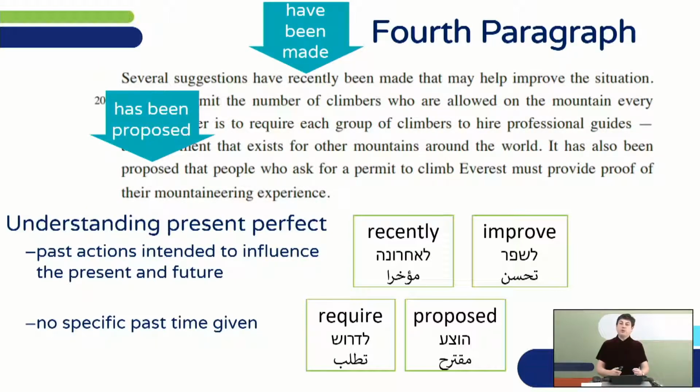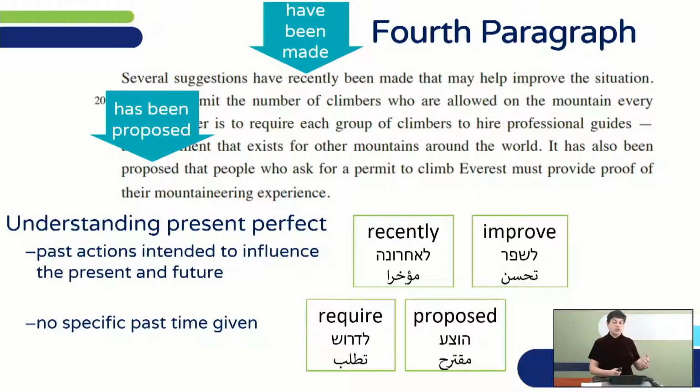Here in the fourth paragraph, we also have the present perfect. Several suggestions have been made. Recently, the adverb came into the middle of this verb phrase, have been made. It was the past, and it doesn't matter if it was last week, last month, or last year. It's helping to improve the situation as it is now and into the future. So that present perfect shows us the past actions influencing now and into the future.